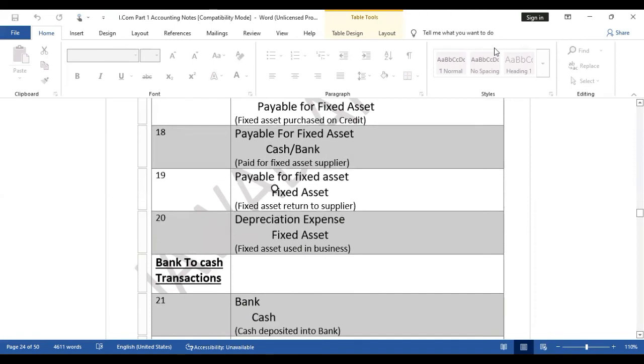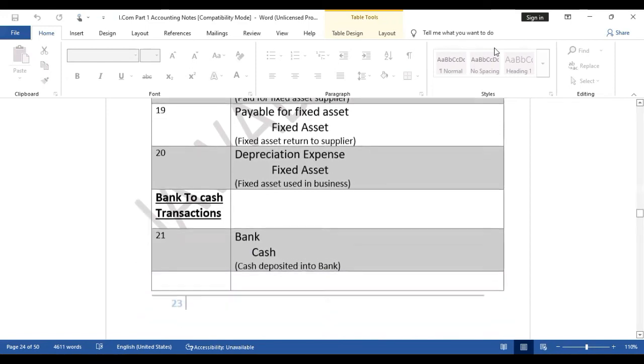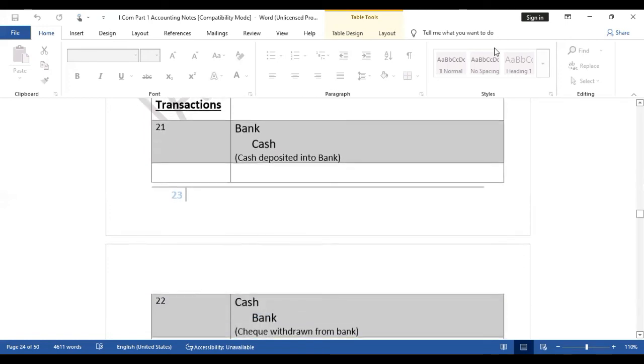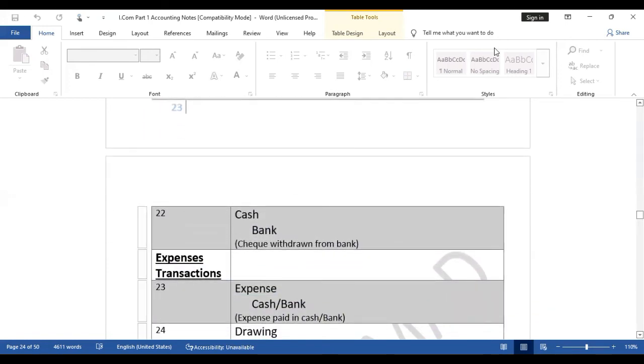And whenever a fixed asset is depreciated or loses its value, it is an expense for a business. Therefore, increase in expense will be debited, depreciation expense debit, and it will decrease the value of fixed asset. Therefore, fixed asset will be credited. Now move to the next type of transactions, that is bank to cash transactions or cash to bank transactions. Bank debit, cash credit when cash is deposited into the bank, and when the cash is withdrawn from the bank, then the entry will be cash debit, bank credit.